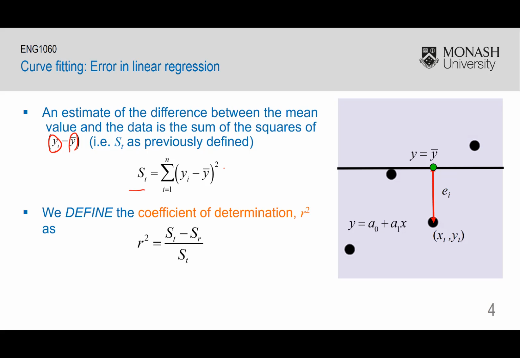Now we're going to define the coefficient of determination, r squared. And we define that as being equal to S_T, which is the sum of the deviations from the mean value, minus S_R, divided by S_T. That's just a definition. It is something that you need to remember.